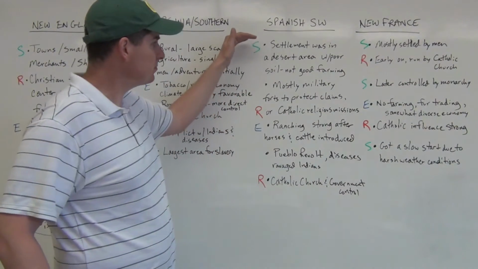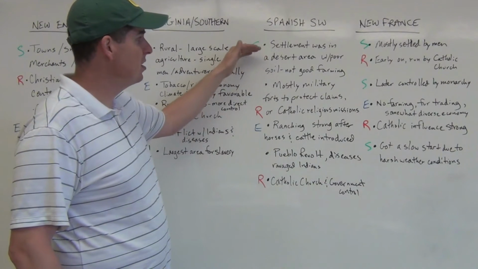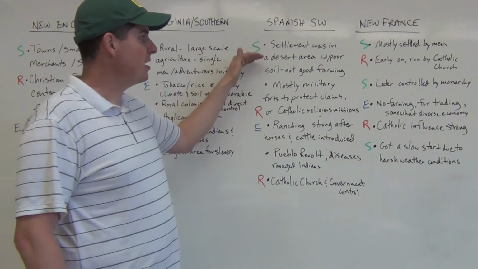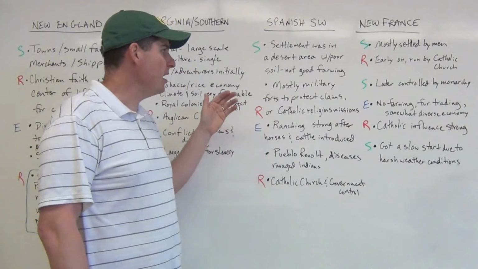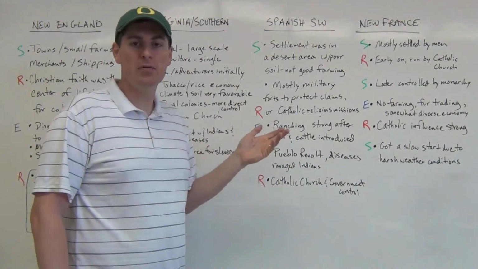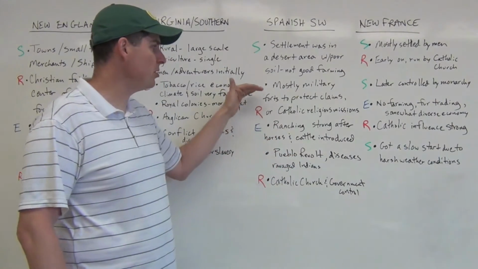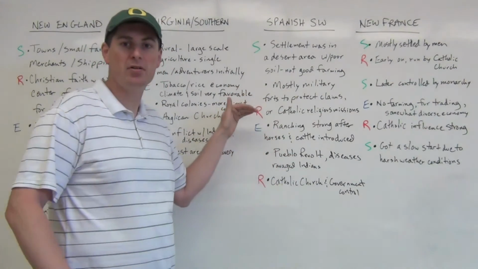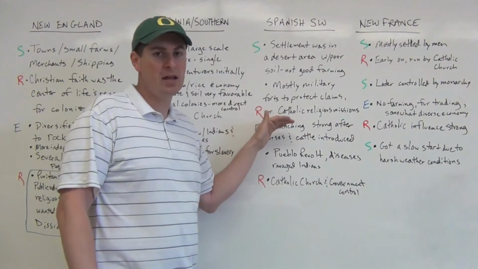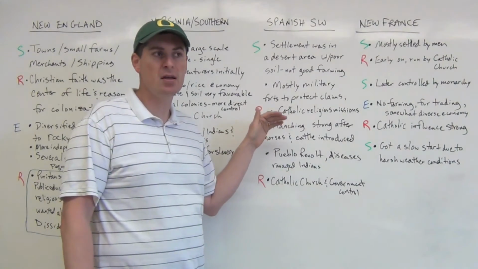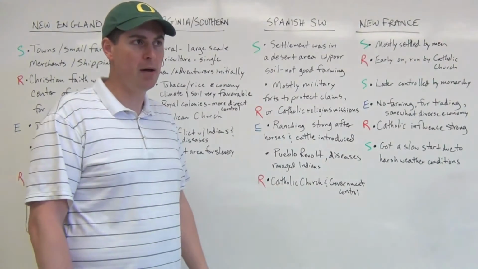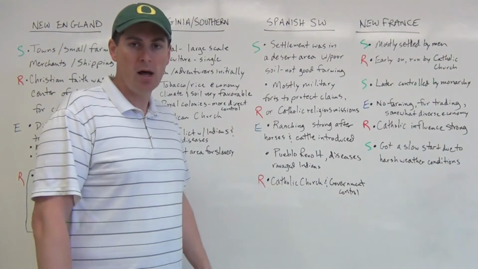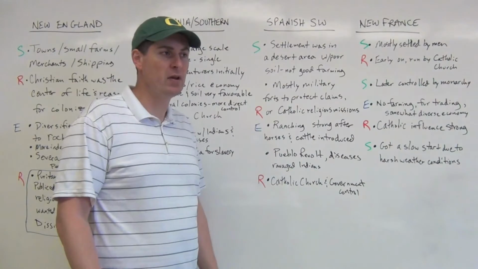Spanish Southwest. Socially, that's the S's, or settlement, excuse me. Settlement was in a pretty desert-like area. And so you have not great soil, so farming's not going to be a key feature. Initially, you really have military forts to protect their territory, and you have Catholic religious missions that they set up to minister to or reach out to the local population of Native Americans.